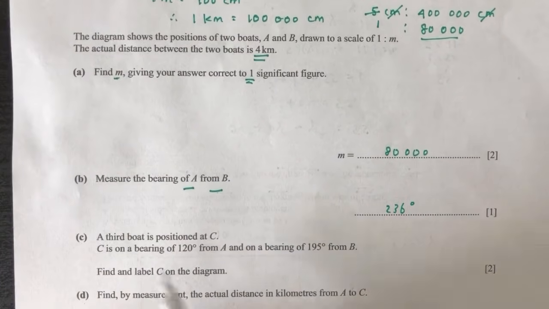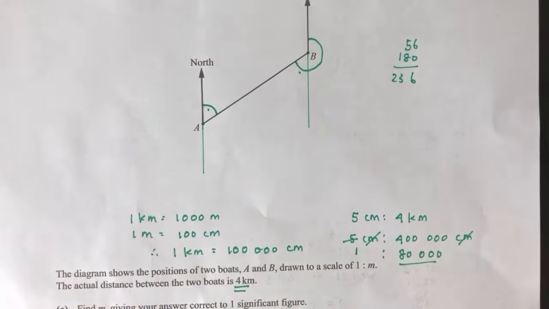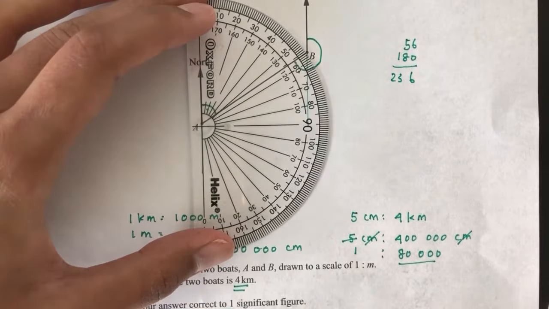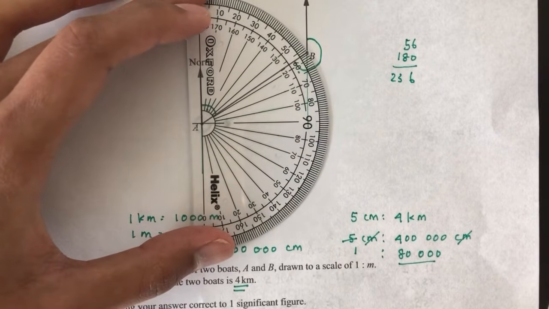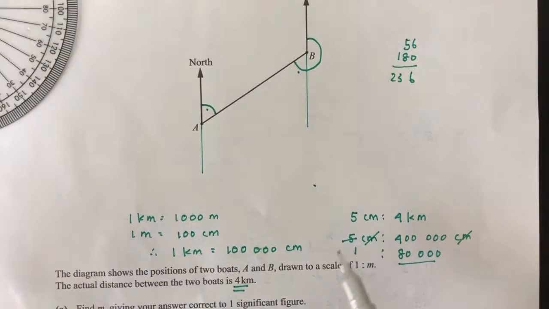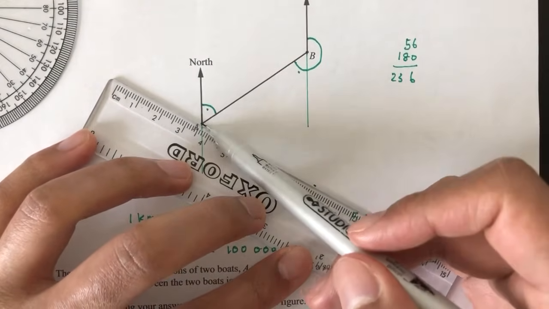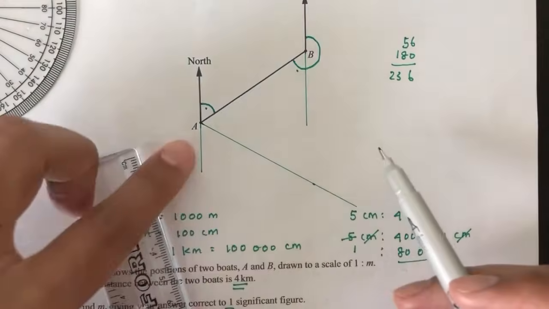Now part C, a third boat is positioned at point C. So we don't know where C is. C is on a bearing of 120 from A and on a bearing of 195 from B. So from A it is 120. Let's go to point A. If you measure its angle from A, let's measure the angle 120. So 120 will be about this point. Let's draw a line so we can know about where it may be. From A, let's join this. So it will be on this line.